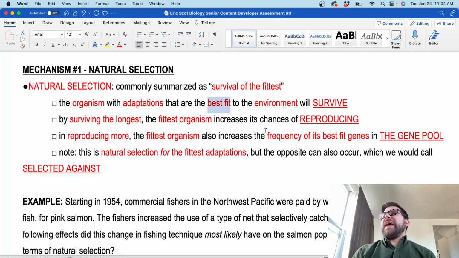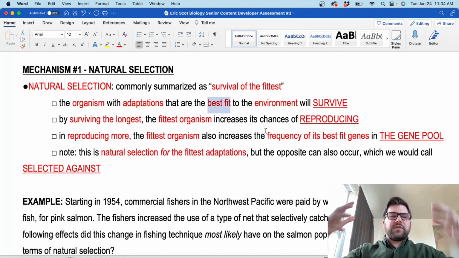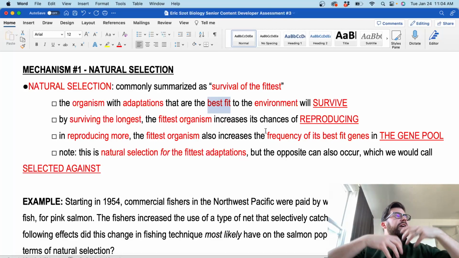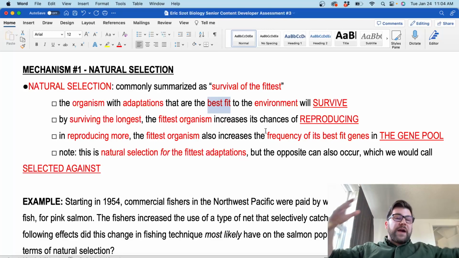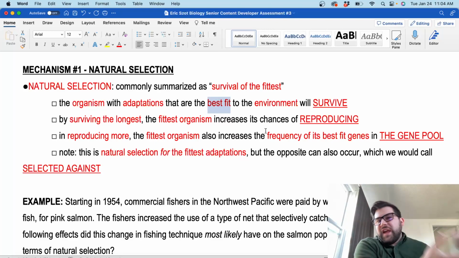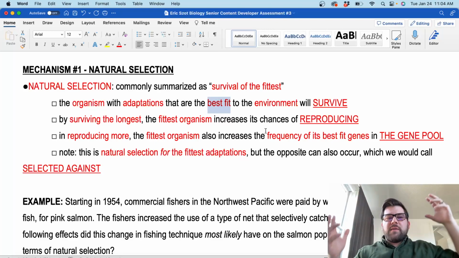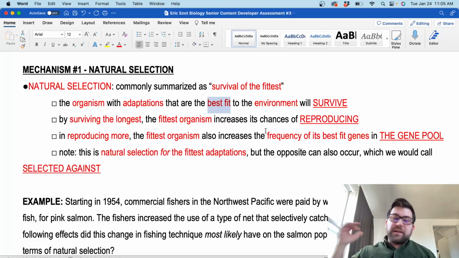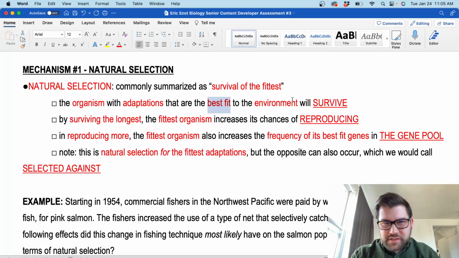Here we're talking about how you fit into your environment. Are you a good fit for where you live? Are you a good fit for finding and obtaining the food that's around you? Or for being able to live there, making something that's in your environment into some shelter? Or if there are predators around, can you escape from them? All these things would mean you're a good fit if you can do them. So when you have these good adaptations, if you're a great fit for your environment, you survive. That's the first goal, to survive in nature.